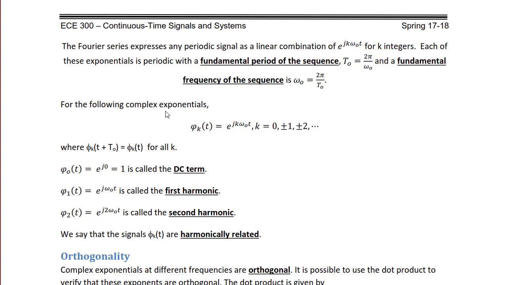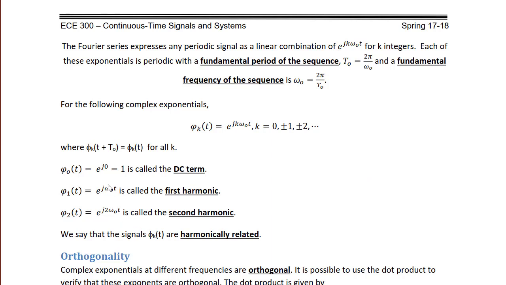The Fourier series expresses any periodic signal as a linear combination of e to the jk omega naught t for k integers. Each of these exponentials is periodic with a fundamental period of T naught equals 2 pi over omega naught and a fundamental frequency of omega naught equals 2 pi over T naught. For the following complex exponentials, phi sub k of t equal to e to the jk omega naught t, where k is equal to 0, plus or minus 1, plus or minus 2, and so on, and where phi sub k of t plus T naught is equal to phi sub k of t for all k, that means we have periodic signals that are all related by some multiple of k, which we will call our harmonics.